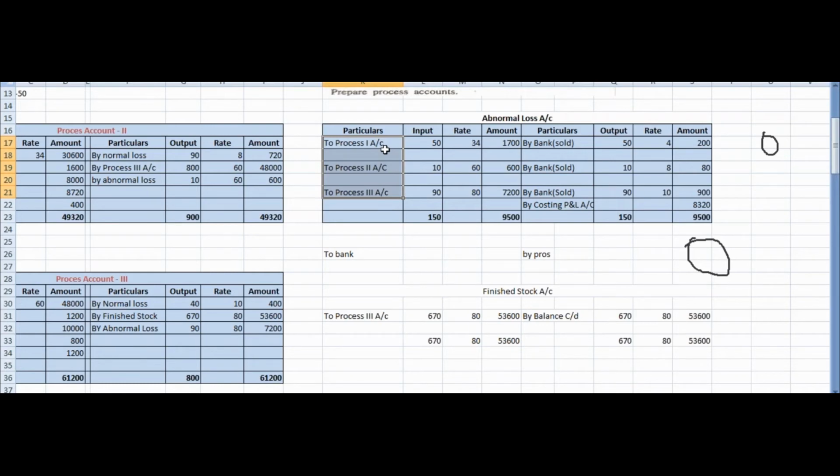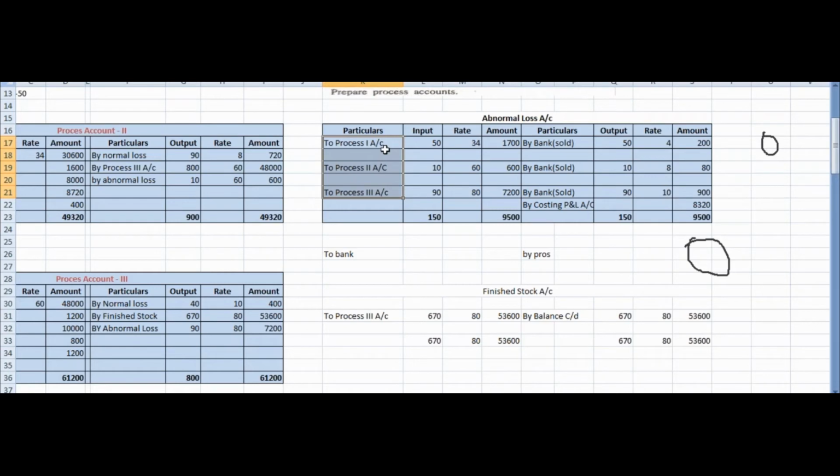Is it clear to everyone? Why is it not prepared separately? Because we are preparing the profit and loss account in financial accounting, and we are preparing the cost and profit and loss account in cost accounting as a cost sheet. It is prepared only once, right?